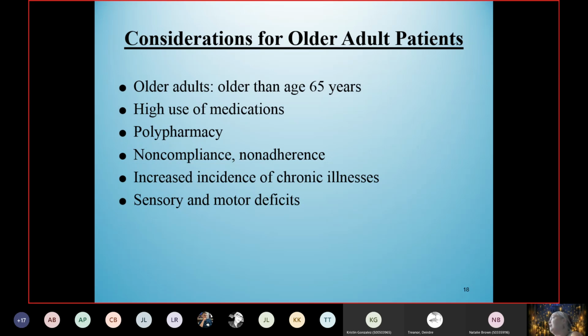Okay. Then we have non-compliance and non-adherence. Occurs in about 40% of older patients. Could be due to not being able to afford the medications. Maybe they didn't understand the directions and those kinds of things. They have an increased incidence of chronic illness, so they're going to be on more medications. And then, of course, there's sensory and motor deficits. We're also going to make sure that you look at lab tests, so like liver function, so AST and ALT. Also kidney function, so the BUN and the creatinine.